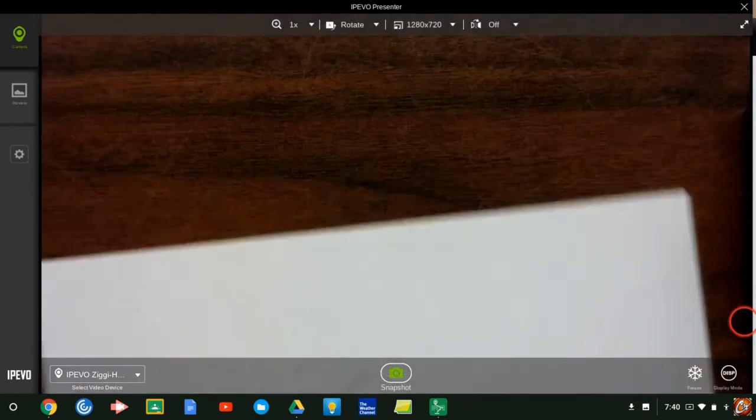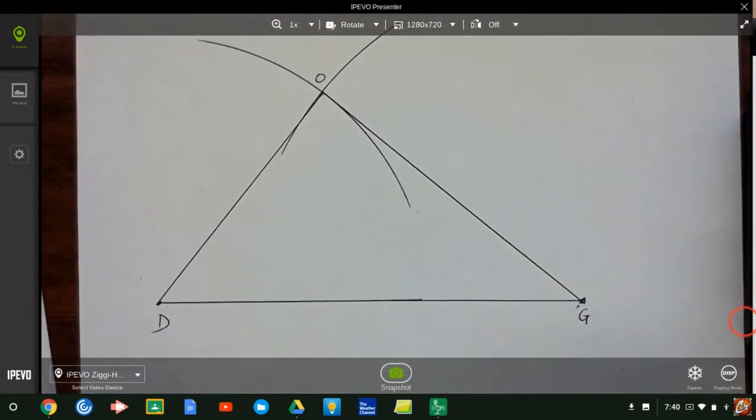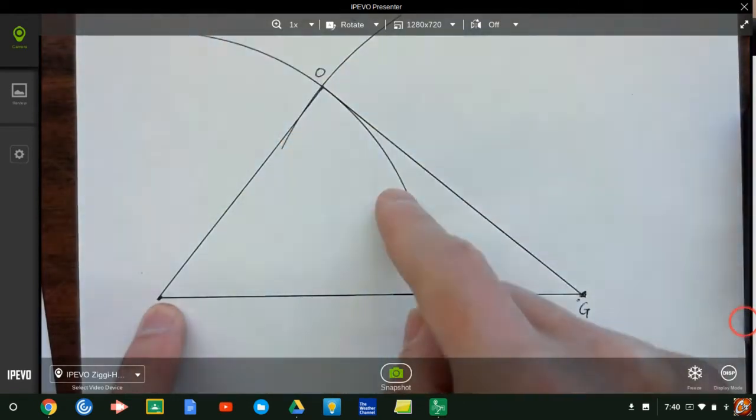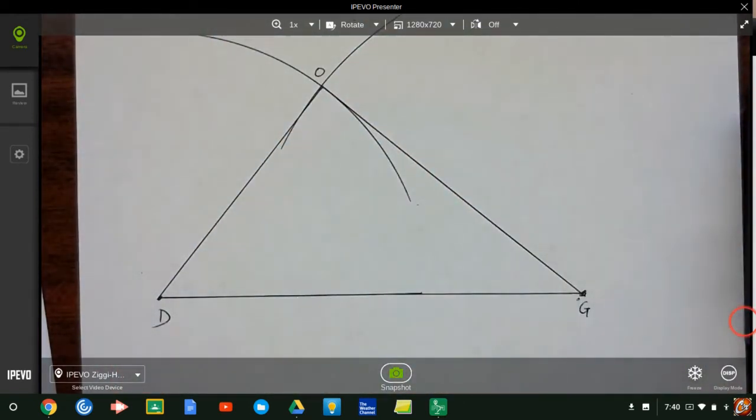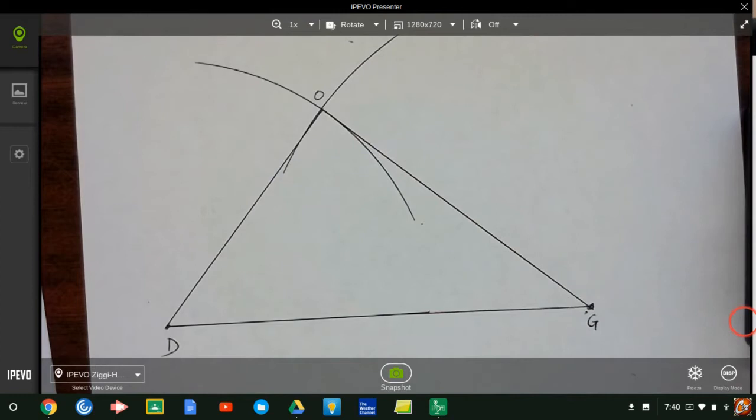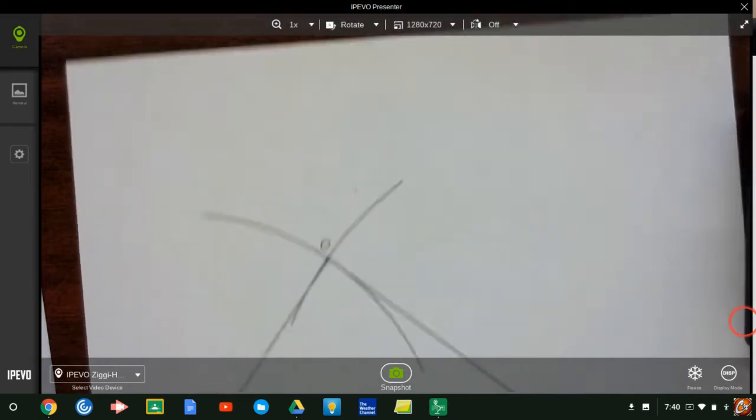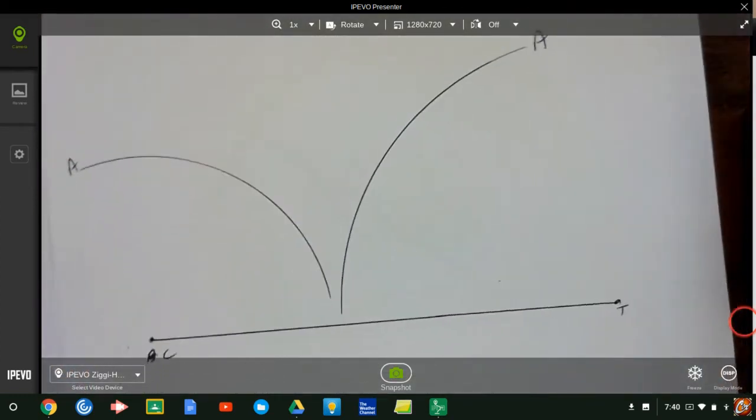So now that I did that, here's my first triangle, DOG. Not a problem. I trace DG as my compass for O. Yay, triangle DOG. That was no problem at all. But when I came to my next triangle, I ran into a problem.